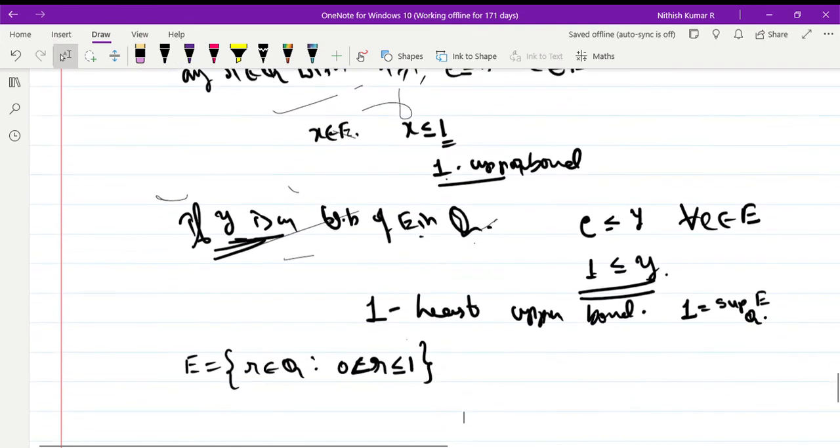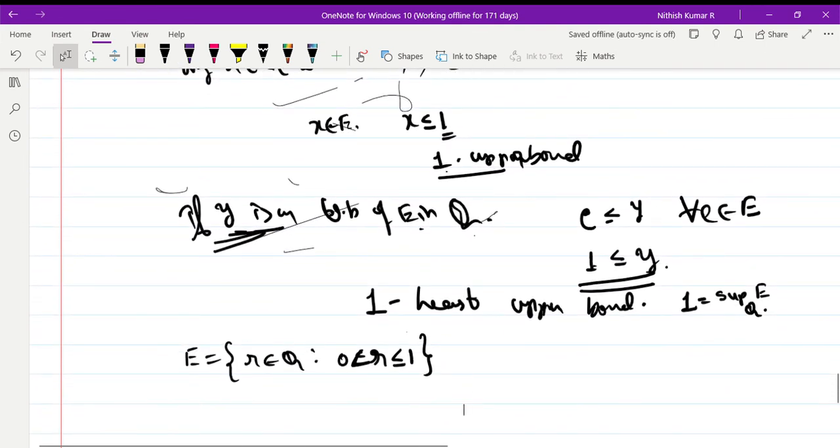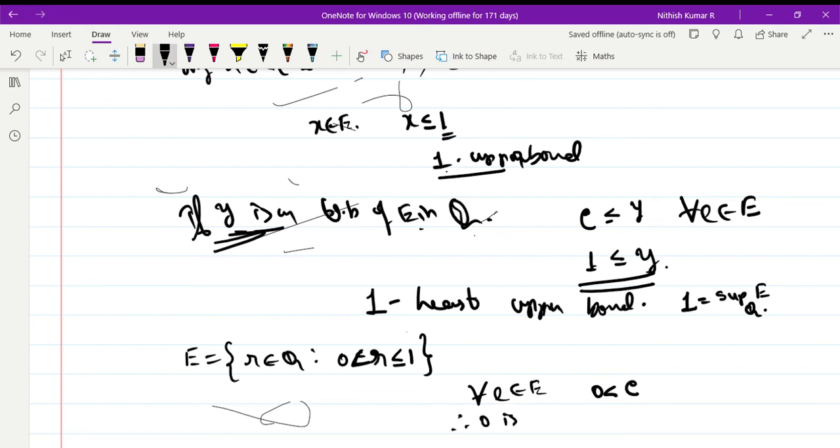Now clearly we can see that every rational number e in E is greater than 0. Therefore this says 0 is a lower bound of E in Q.